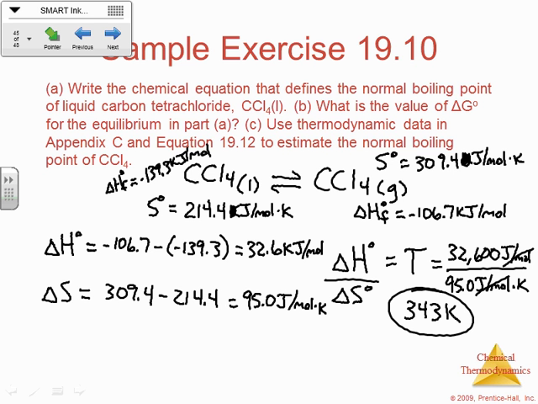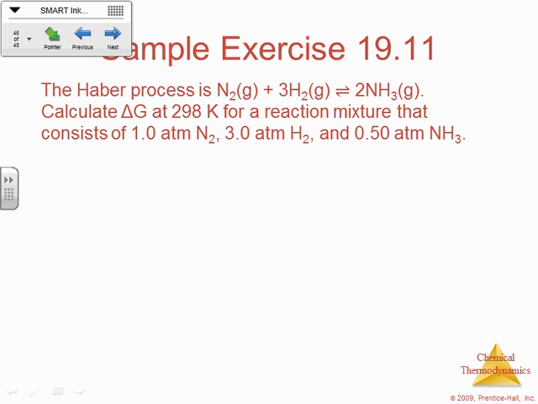The good thing about the first part of that problem is it does show you how delta G0 and delta G can be the same in certain situations. Now we're going to look at one in the next example where they are actually different. Okay? So there's the Haber process. Calculate delta G at 298 K for a reaction mixture that consists of 1 atmosphere of nitrogen, 3 atmospheres of hydrogen, and 0.5 atmospheres of NH3. So you can kind of see already this is not at standard conditions, right? So we're not talking about delta G0 at this point. We're talking about delta G.